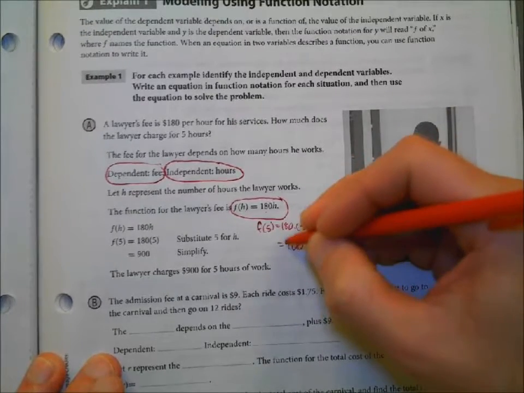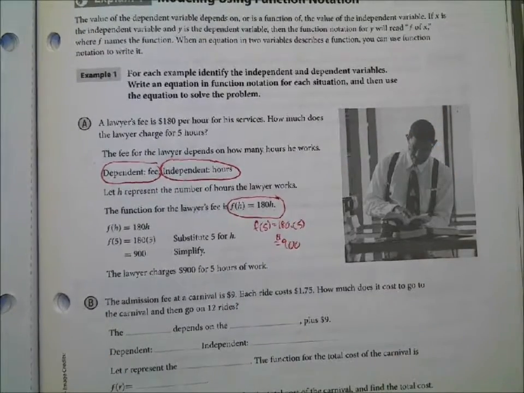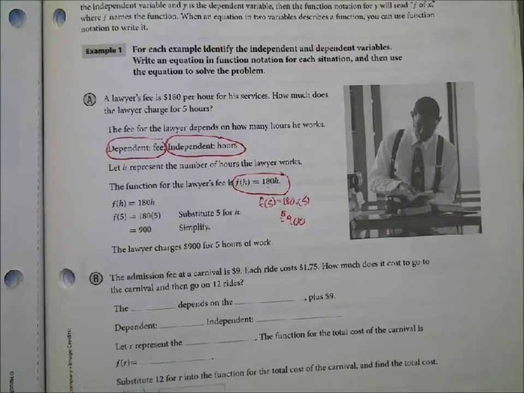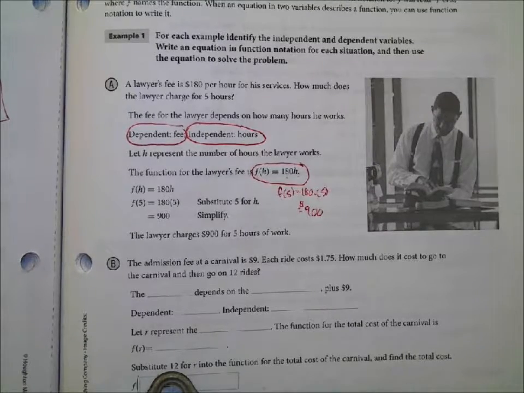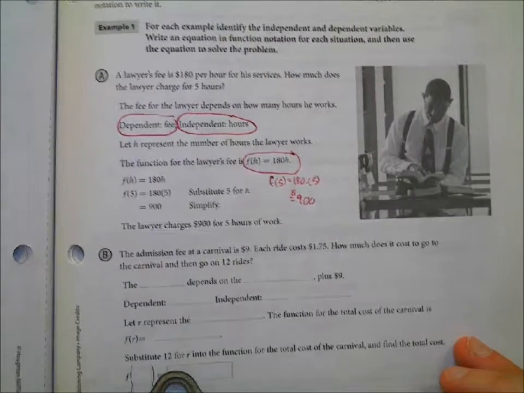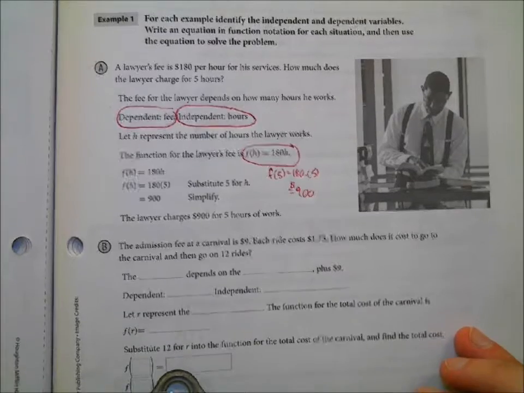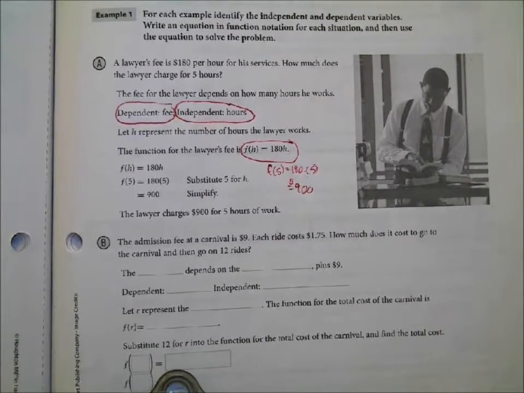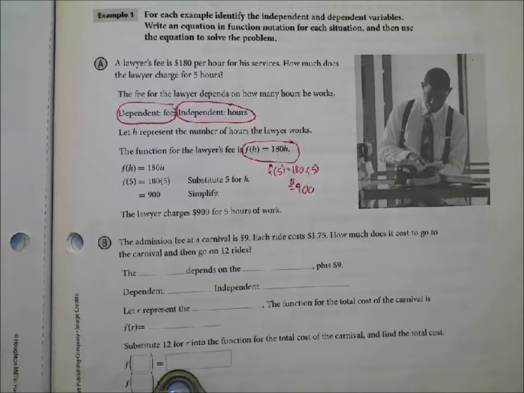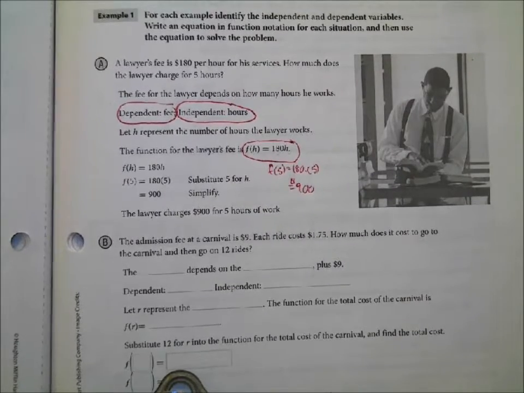Wouldn't you like to be a lawyer? Yeah. Work 5 hours and make $900. Well, if you keep doing your algebra, maybe you can become a lawyer. Actually, you don't really need algebra, I think, to be a lawyer. Maybe. I don't know. Yes, and see what your parents think about that, okay?